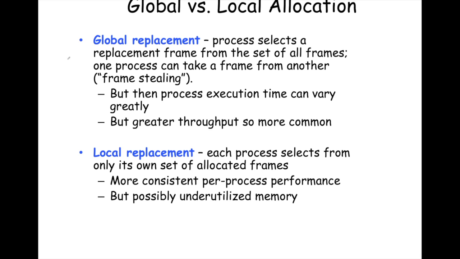within the process. Now, of course, this gives you more consistent per-process performance because you're not susceptible to external influences, i.e., some other process operating or stealing frames from you, impacting your performance because you have that pause for I/O because of the swap. Okay, but this local replacement can also lead to underutilized memory, meaning that you get some minimum allocation of frames that you're not using if there's no stealing, if you will, of frames from other processes running on the system.